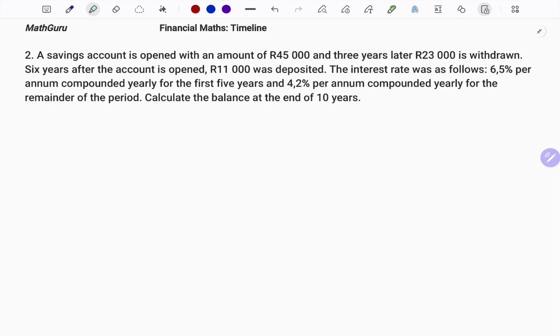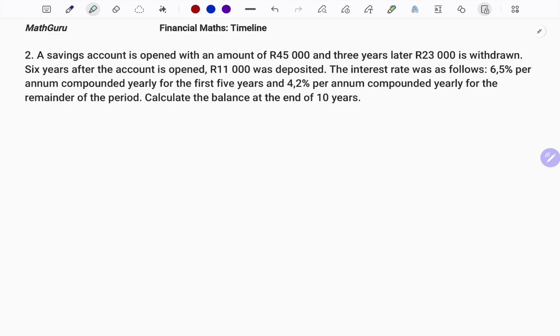In my second example, I have a savings account that is opened with an amount of 45,000 rand. Three years later, 23,000 is withdrawn. Six years after the account is open, 11,000 was deposited. The interest rate was as follows: 6.5% per annum compounded yearly for the first 5 years and 4.2% per annum compounded yearly for the remainder of the period. Calculate the balance at the end of 10 years.